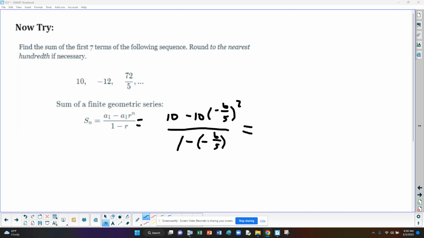So here we're looking at 7 terms. We've got a first term of 10, and then we've got a common multiplier of negative 6/5. So if you're ever unsure about what the common multiplier is, take the next term divided by the previous term. So I just took negative 12 divided by 10, which is going to simplify down to negative 6/5. So after calculating that, we'd get 20.83 for those 7 terms.